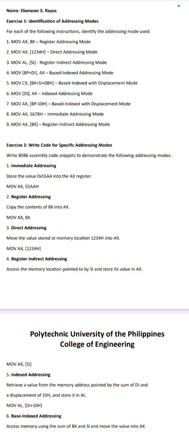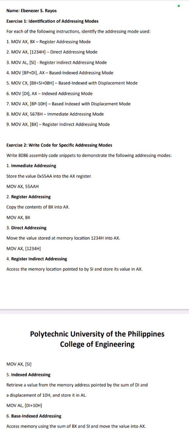Store the value 0x55AA in the AX register. MOV AX, 55AAH. The immediate value 55AAH is loaded directly into the register. This is a quick operation as no memory access is required.